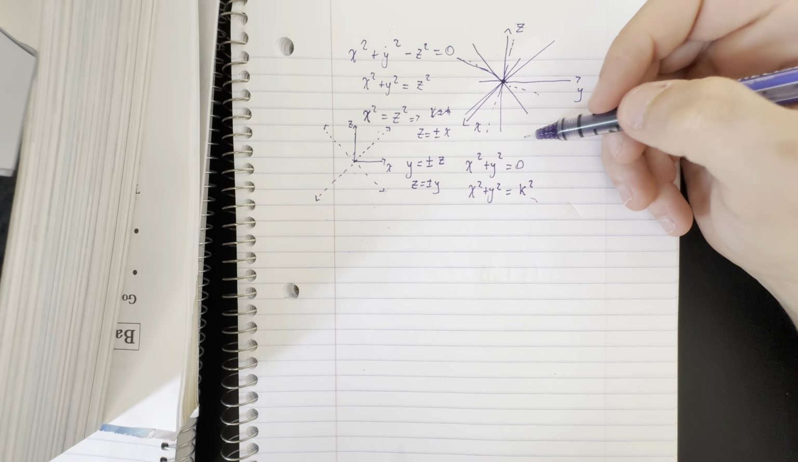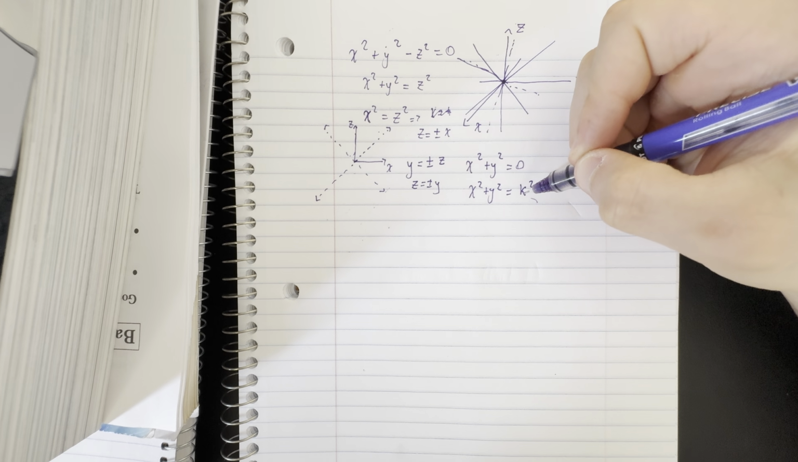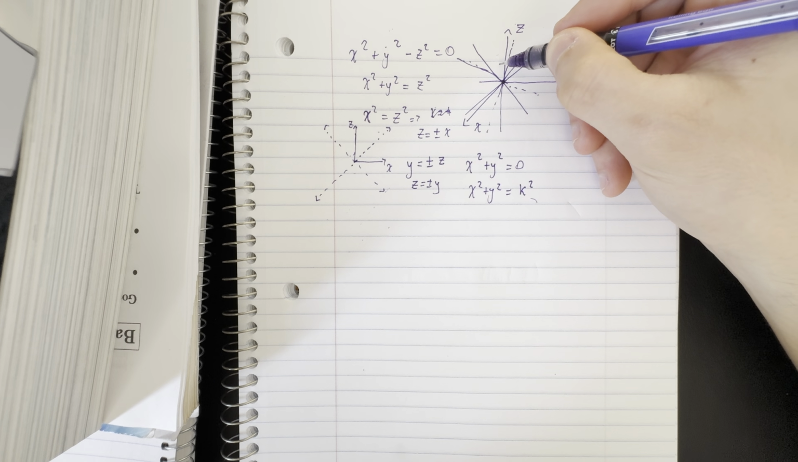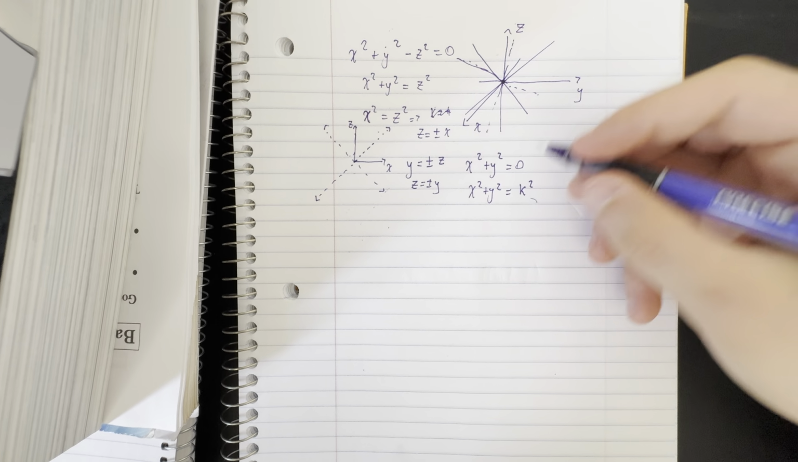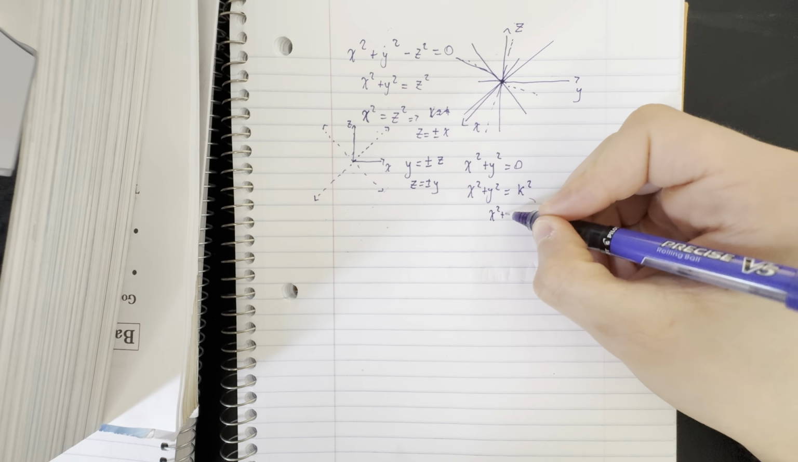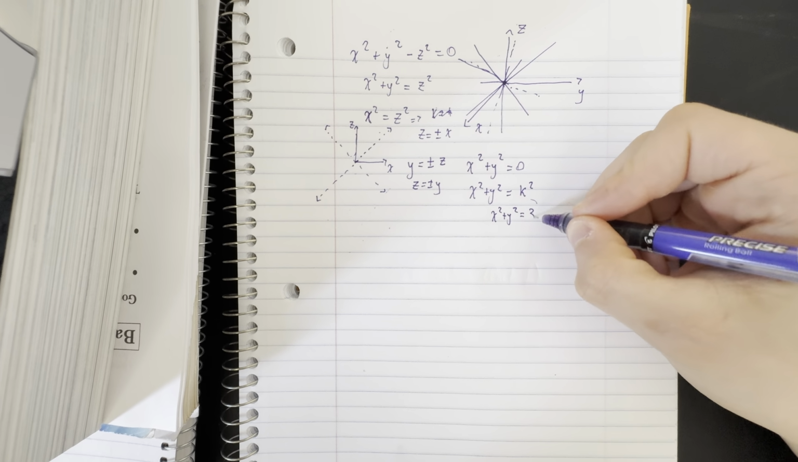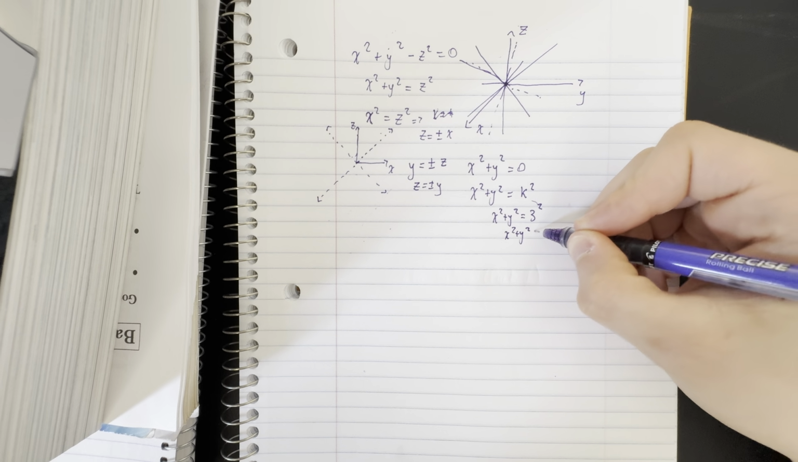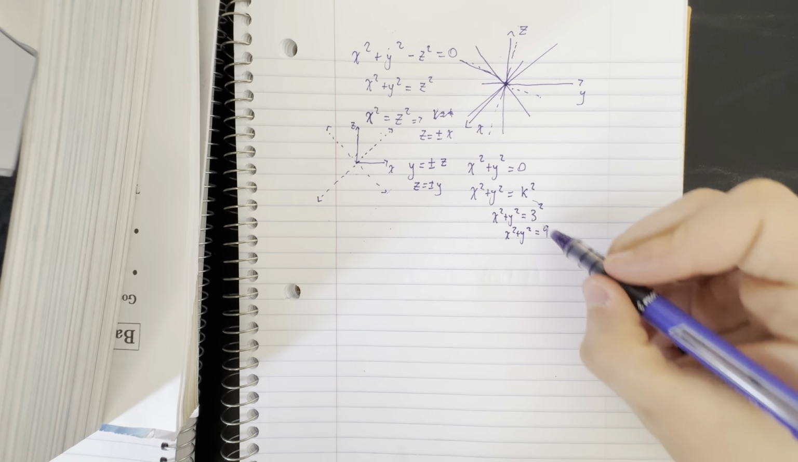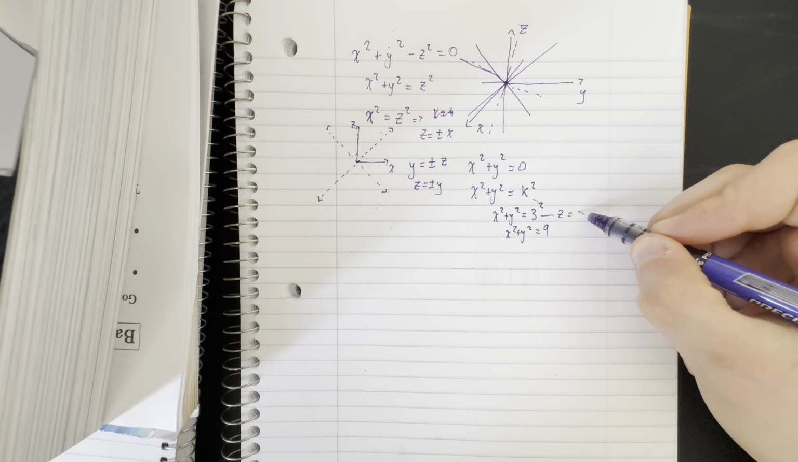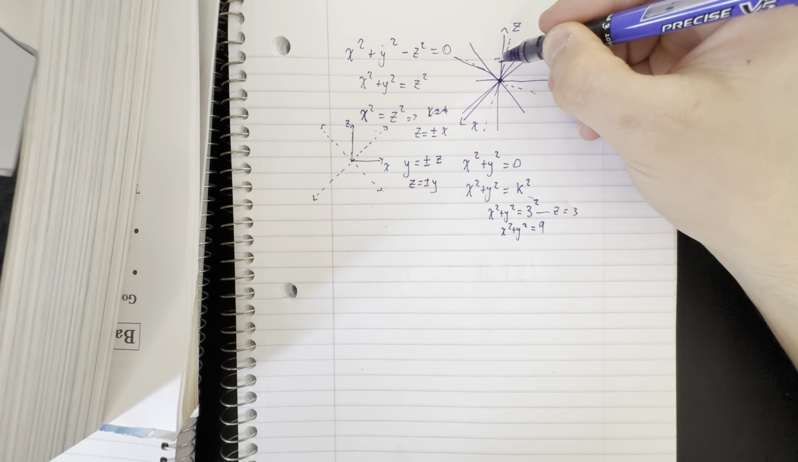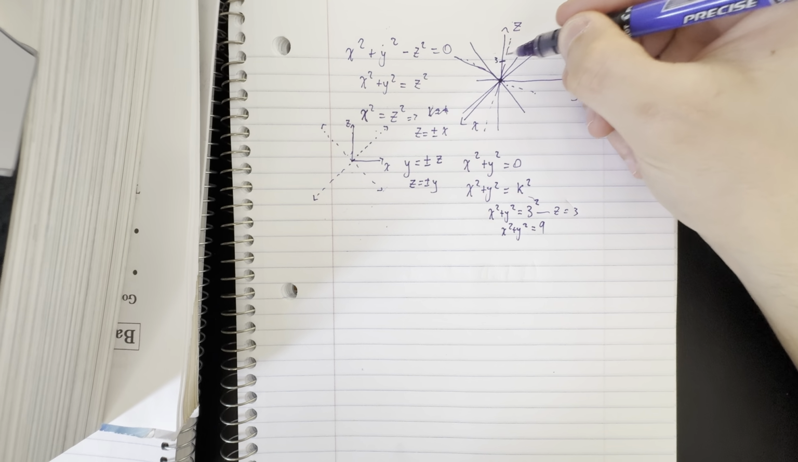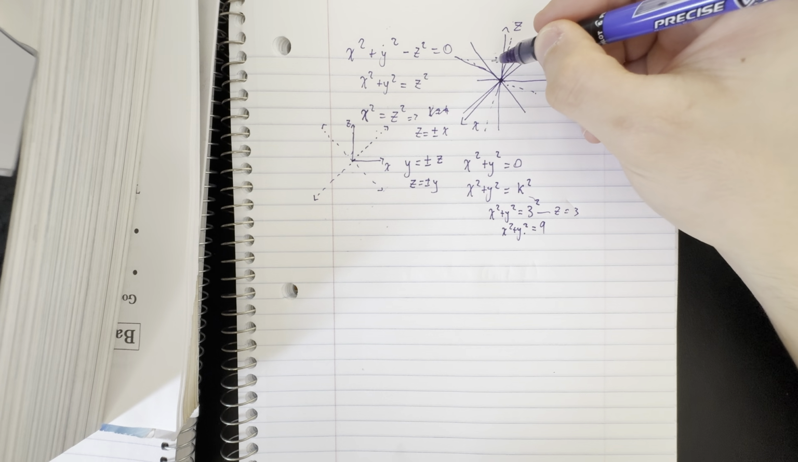Now, what if you grew this value? So what if you were at z equals 3? As this value grows, so if x squared plus y squared equals 3 squared, then you just get x squared plus y squared equals 9, okay? And this is at z equals 3. So if z was 3 right here, then you would have a circle of radius 3.